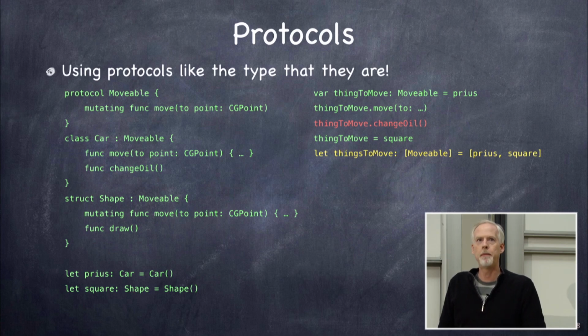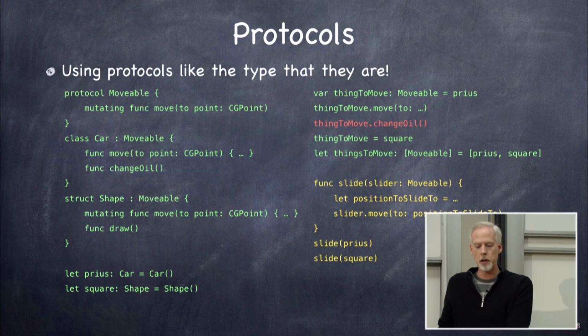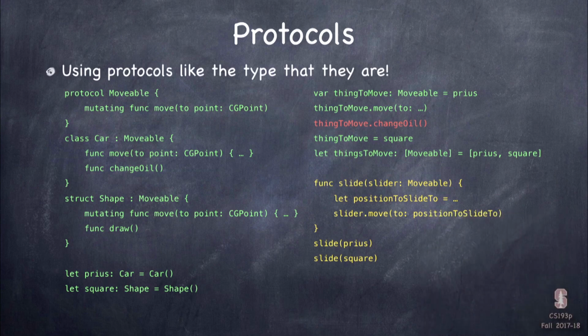You see that? And of course, I can have functions that take Movables as an argument. Here's slide, which takes a slider, which is of type Movable. And inside, I can say slider.moveTo(positionToSlideTo). And then I could call slide(prius), slide(square). Perfectly legal to say because those are Movables.